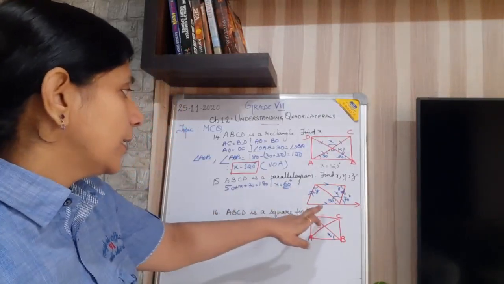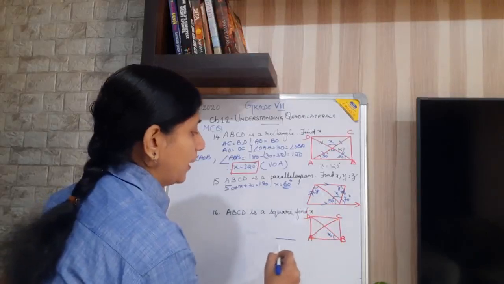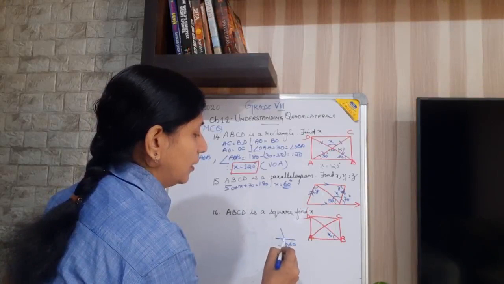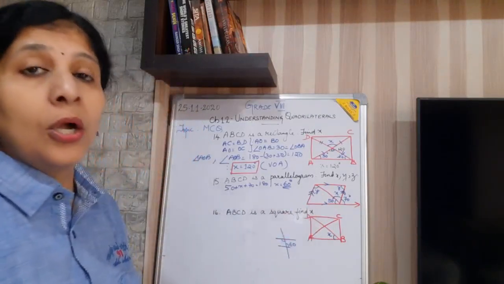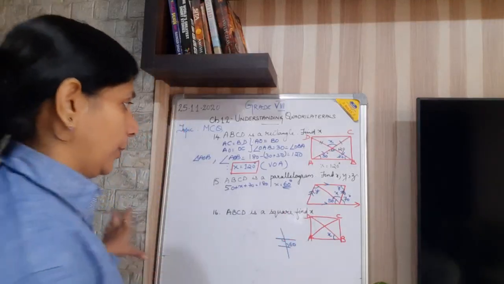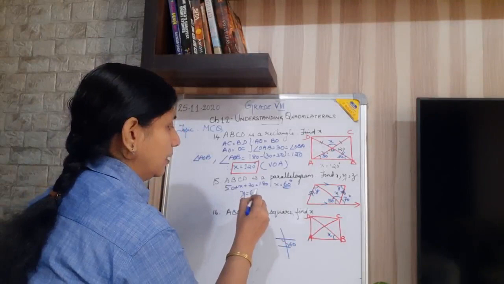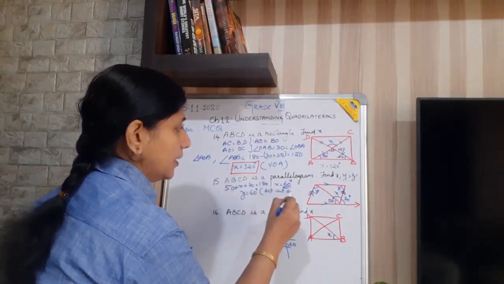Now next one is y. These two are parallel lines, two parallel lines cut by a transversal. If this is 60 degree, what about this one? This will be 60 degree because alternate interior angles are equal. So the lines are parallel, so y is equal to 60 degree because of alternate interior angles. Reason you have to write.